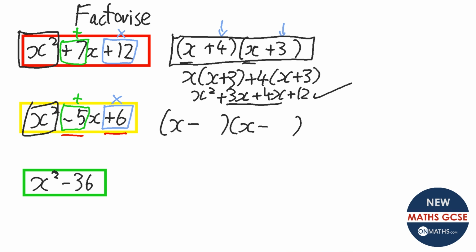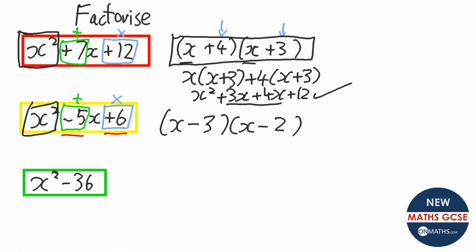Now let's have a think. Well, what times what is 6? Well, 6 and 1: -1 plus -6 is going to be -7, so that doesn't work because we need to get -5, don't forget. I think it's going to be 3 and 2. Let's try that. -3 plus -2 is -5. -3 times -2 is +6, so we know that that is correct.